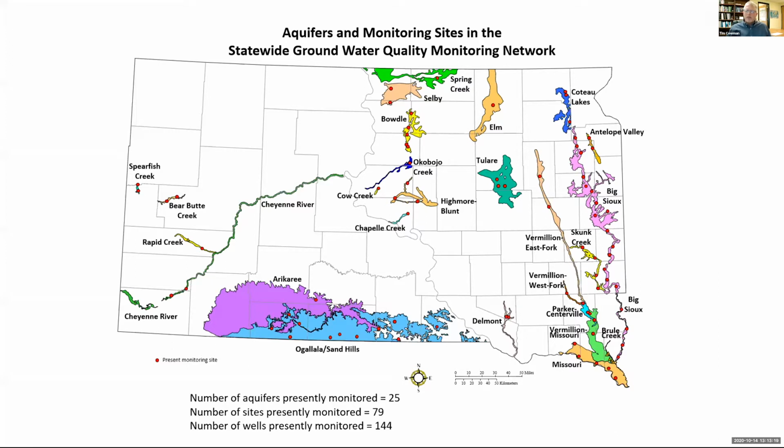So an overview of the aquifers that we monitor in this network. It's about 25 shallow aquifers across the state of South Dakota, and we have 144 wells distributed across those aquifers. So you can see the aquifers in the colors here, and the names of those aquifers are shown next to the colored polygons, and then the red dots represent where we have our monitoring sites in each of these networks.